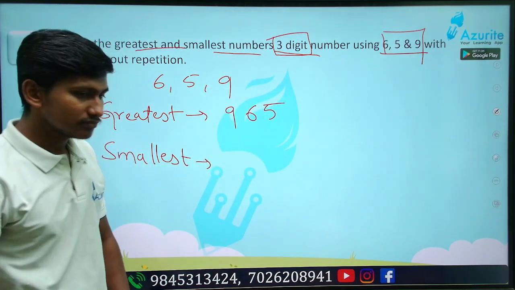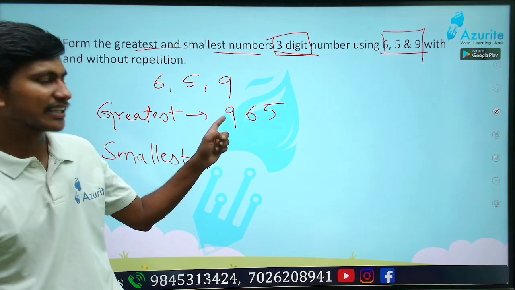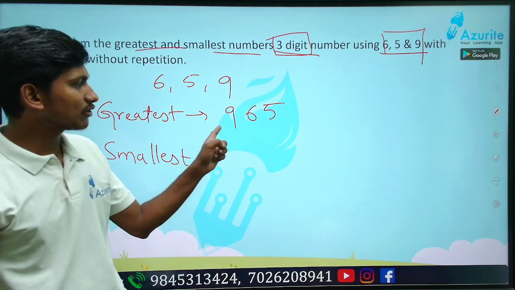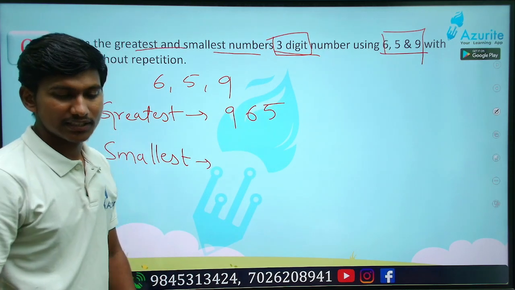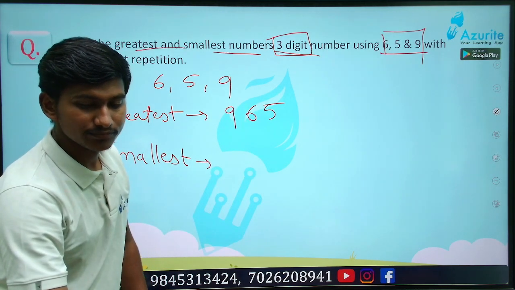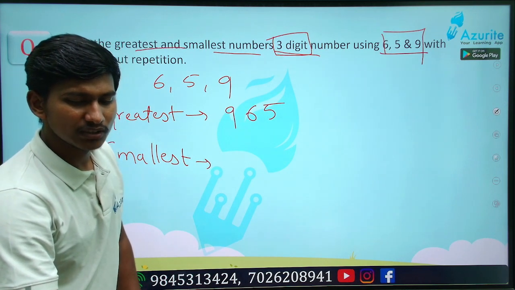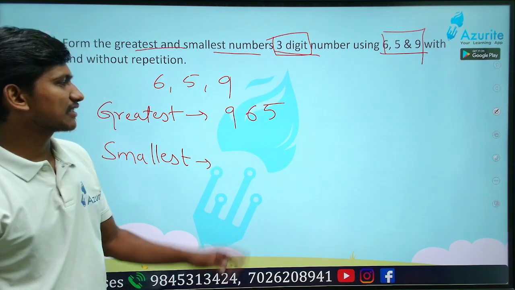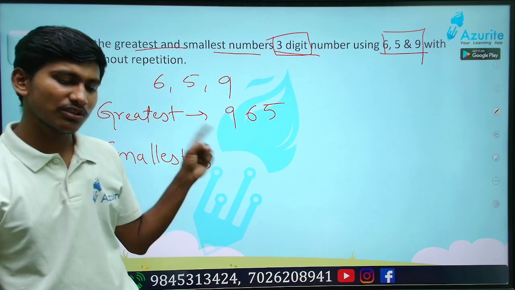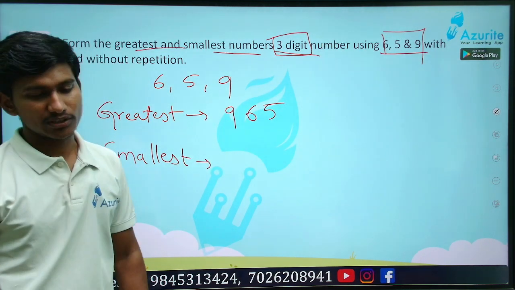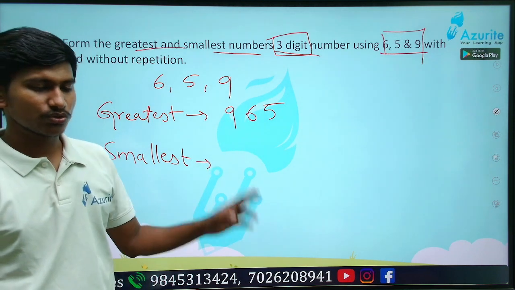965. Yes, with repetition it will be 999, and without repetition it will be 965. Should I write both? Let me write both. Otherwise, generally in the exam they will ask without repetition only, so we will do both.